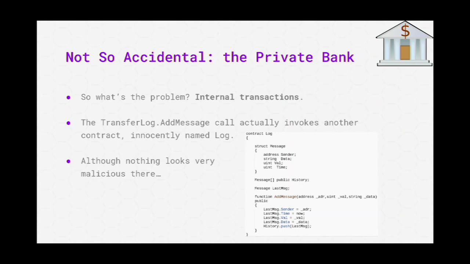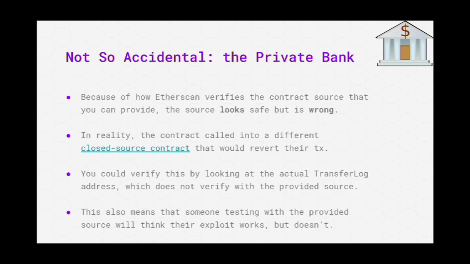This particular contract called this transfer log contract and called the add message function in that contract, and it actually called into something that was different than what was uploaded in the source. So you look at the source code and it looks entirely innocent, but in reality, the closed source contract does something entirely different. It's not logging any messages about a transaction. What it is actually trying to do is revert any transaction that is made by someone who is not the attacker. So the attacker can exploit the bug, but no one else can.